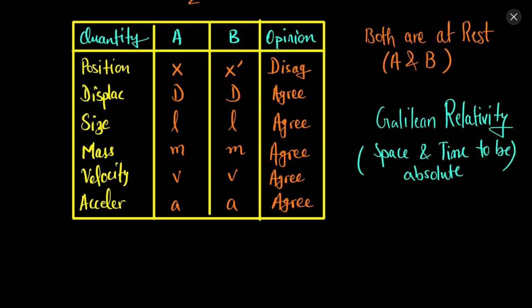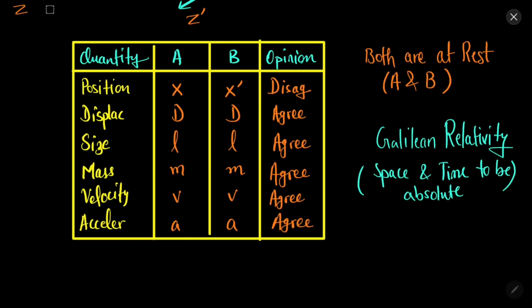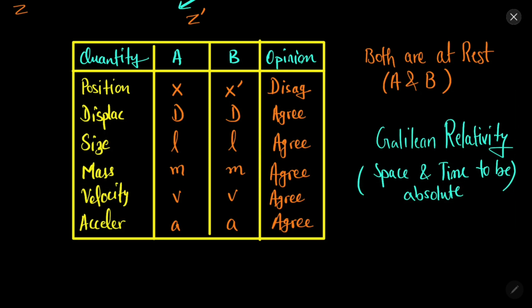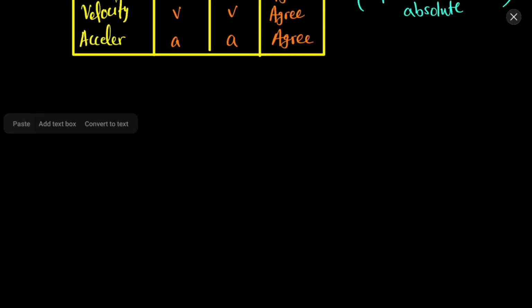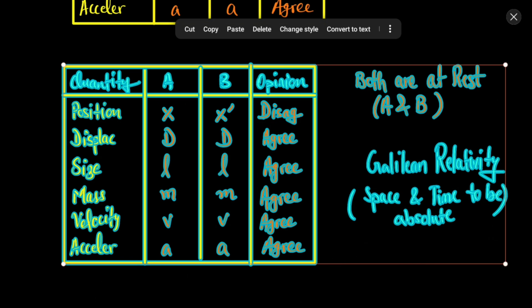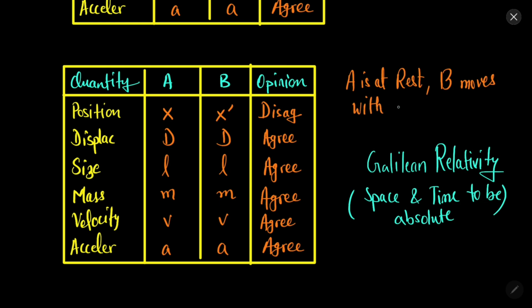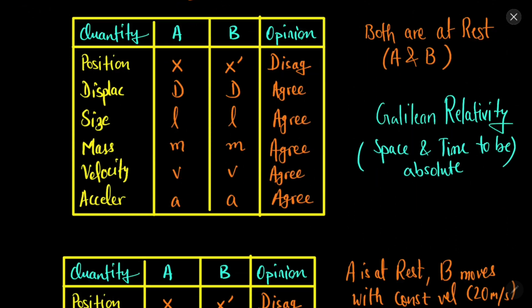Now let's consider a similar situation, but this time one of the frames will be moving. Let's say the situation is that A is at rest and frame B moves with constant velocity, let's say 20 meters per second or 10 meters per second. So this is the second scenario.